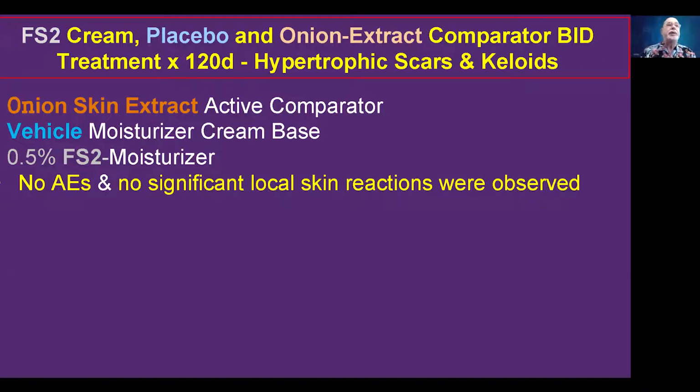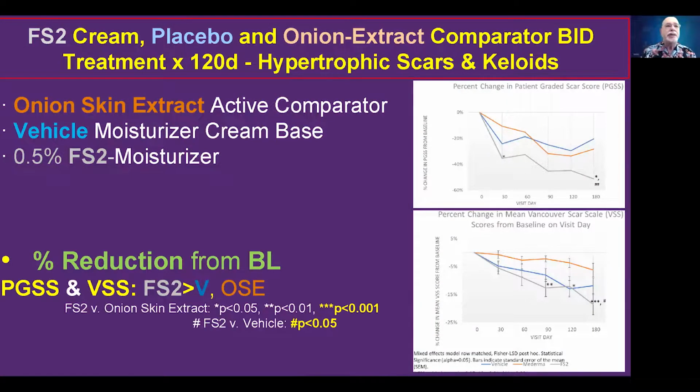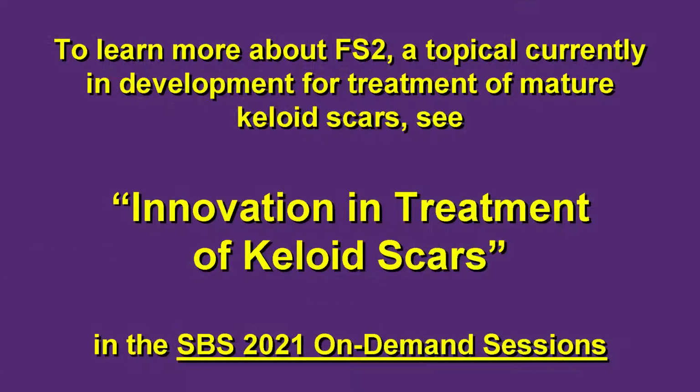The good news, there were no adverse events and no significant local skin reactions were observed for any of the treatments, but the FS2 cream had significantly greater reductions from baseline in the patient graded score, as well as the Vancouver scar scale, compared to vehicle or the onion skin extract comparator.